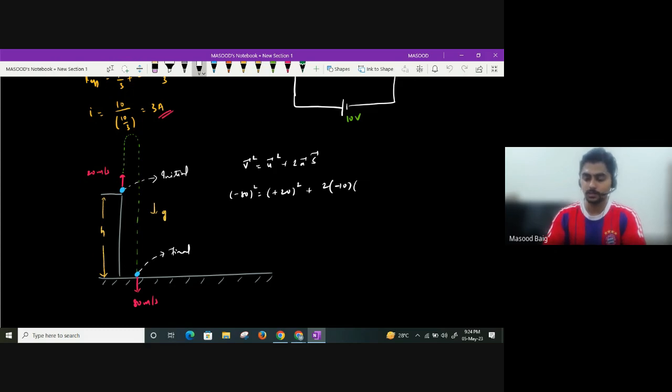What is displacement? How do you calculate displacement? From initial position towards final position, we just draw a vector, and because it is pointing in downward direction, we take it as negative. So you'll get 80 square will be 20 square plus 20 into h. So 80 square minus 20 square equals 20 into h. a square minus b square can be taken as (a plus b) into (a minus b), equal to 20 into h. So I'll get h value as 300 meters. Clear?